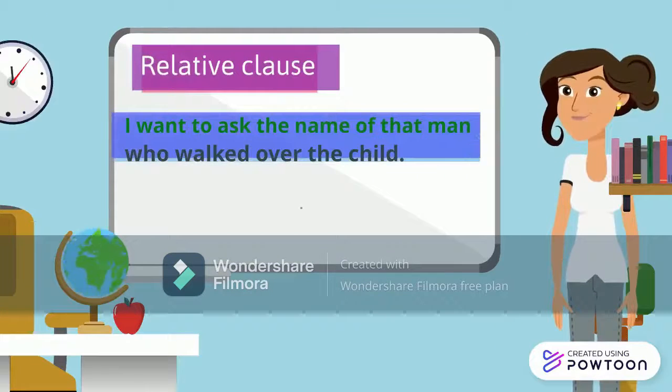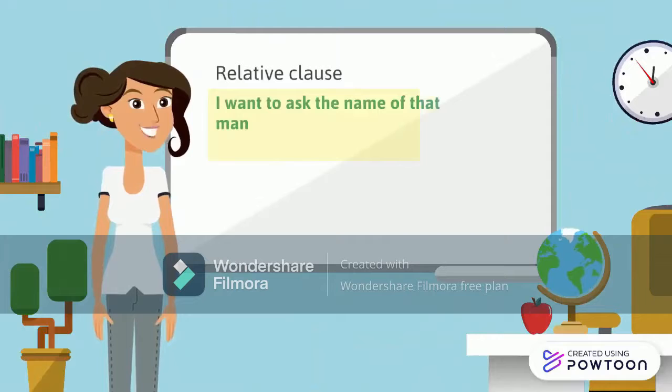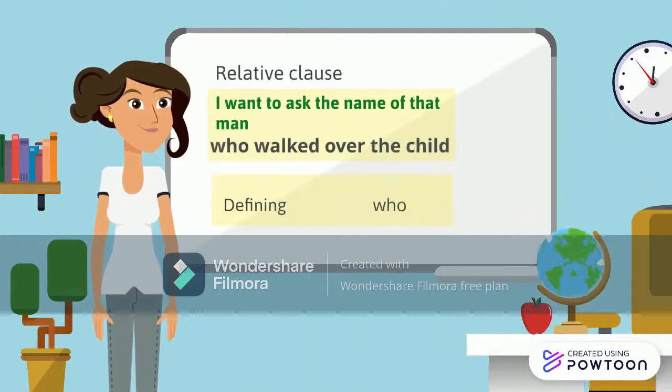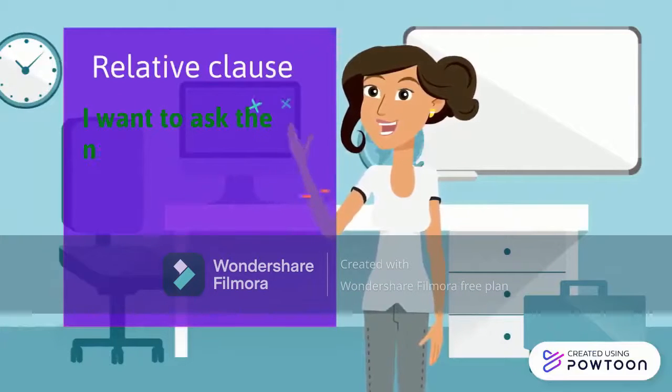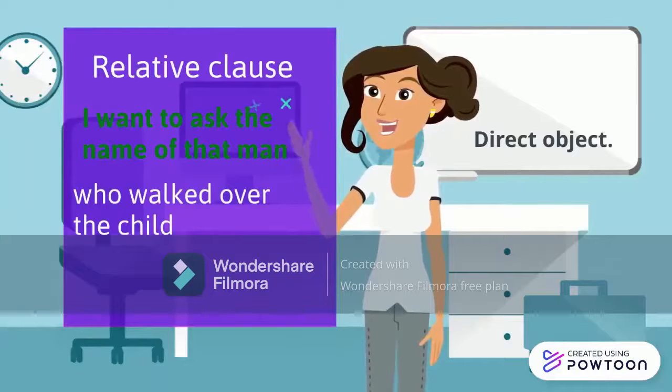The third relative clause example is: I want to ask the name of the man who walked over the child. This relative clause is a defining one, and who is the relative pronoun that works as subordinator. The function of this subordinator is direct object, and I want to ask the name of that man is the antecedent clause.